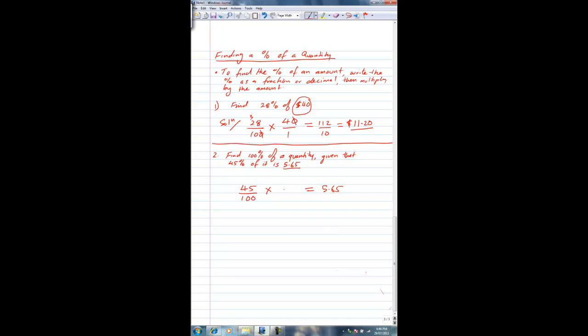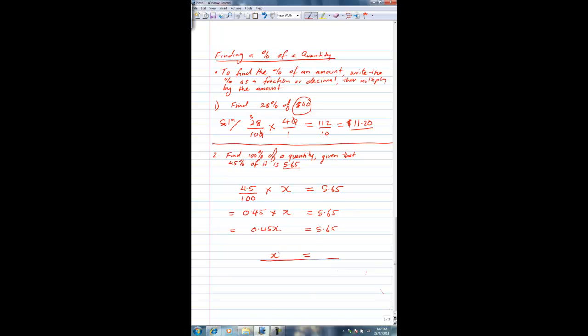So let's say this 100% was x, which we don't know, and we need to find that. So let's simplify this and write it as a decimal. 45 divided by 100 is 0.45. Multiply by x equals 5.65. Now 0.45 times x is 0.45x. That equals 5.65. Now at the end we just want x equals the answer.